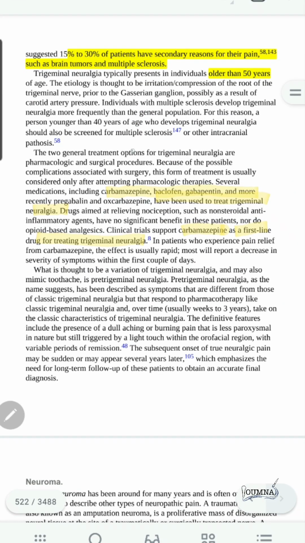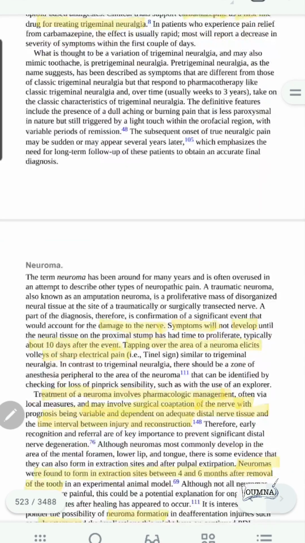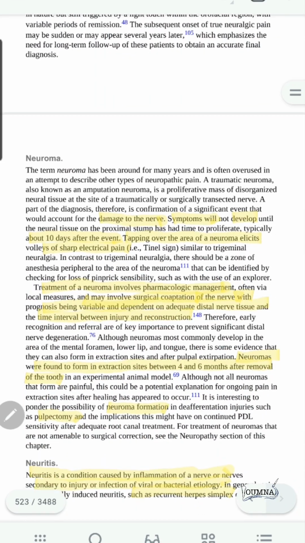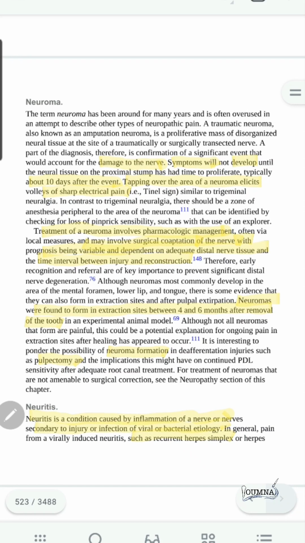Carbamazepine is one of the most common medications for this kind of neural problem, along with vitamin B complex. Now, the damage to the nerve.